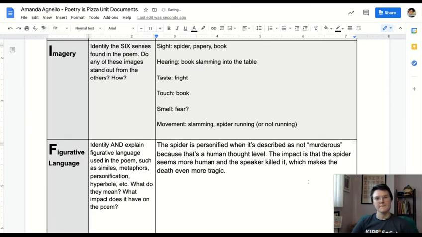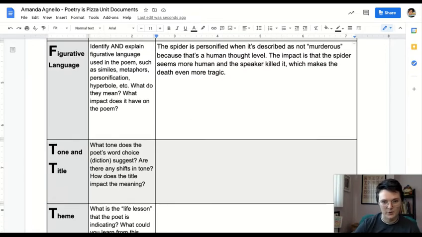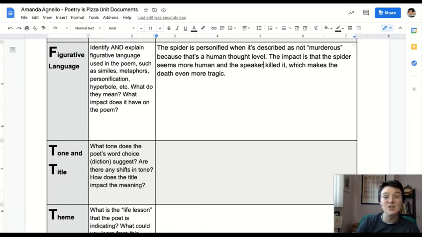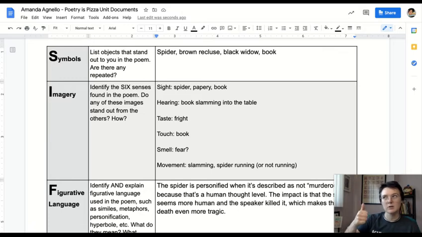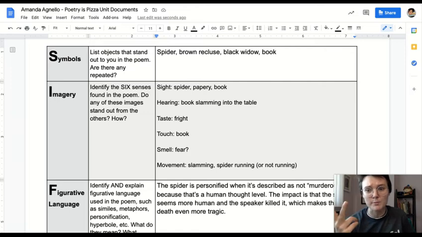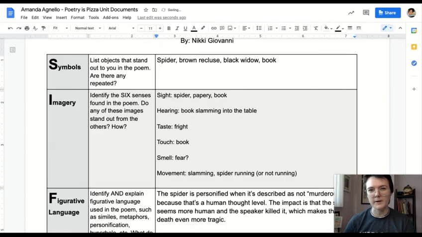Okay. So for tone and title, don't go back to the poem yet. What you want to do is look at the words you've already written down and see what the connotation is of those words. So I've got spider. That's kind of scary, but natural. Brown recluse, black widow. Those are deadly. Okay, so let me jot that down. So I've got maybe a connotation of fear, danger. Okay, let's keep going.